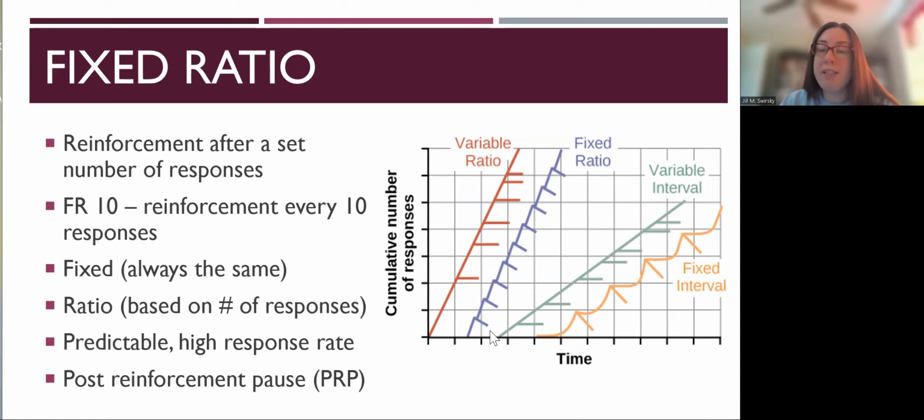Now, fixed schedules always have something called a post-reinforcement pause, PRP. This is a lack of responding for a short period following reinforcement. We always see this in fixed schedules. So we'll see this again with fixed interval schedules. But we always see this in the fixed schedules because the organism knows when to expect the reinforcer and knows that it's not coming for a little bit. So they take a little break. The eyeglass salesperson knows that she won't make another sale until the next customer comes in. So she might as well stop engaging in sales tactics until then.